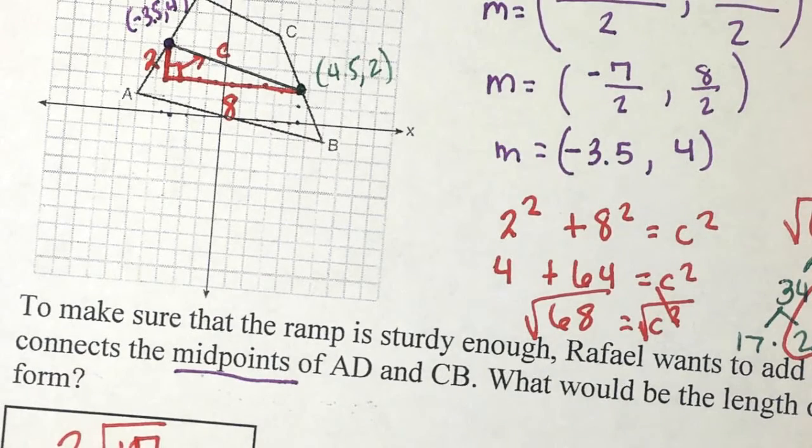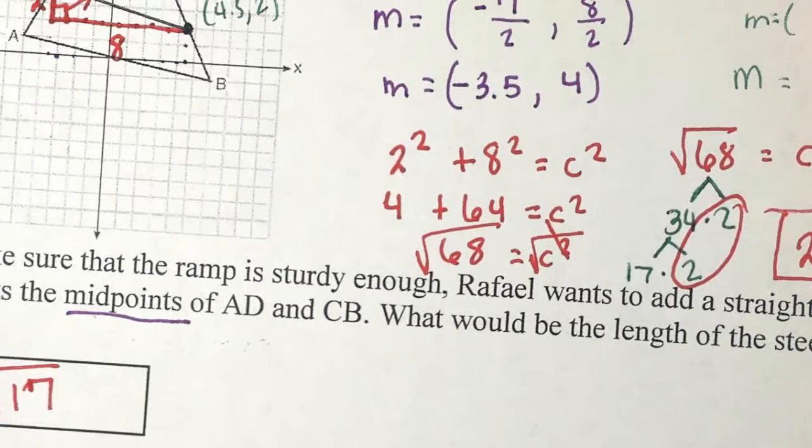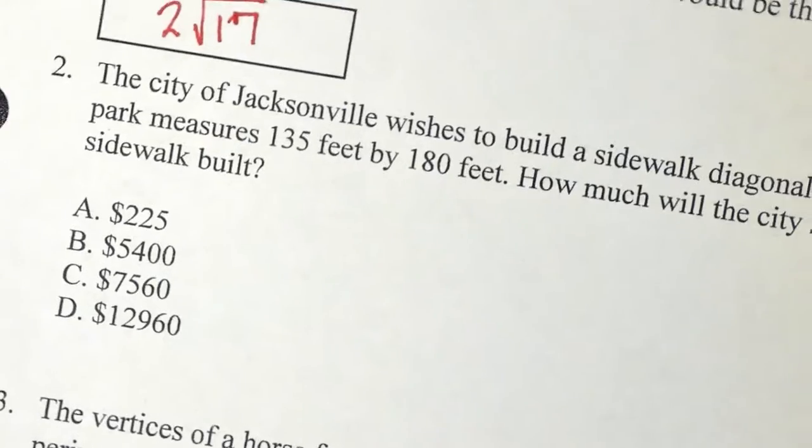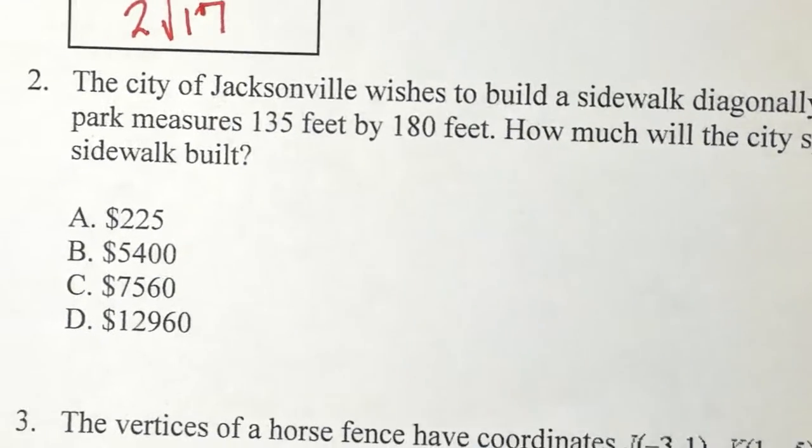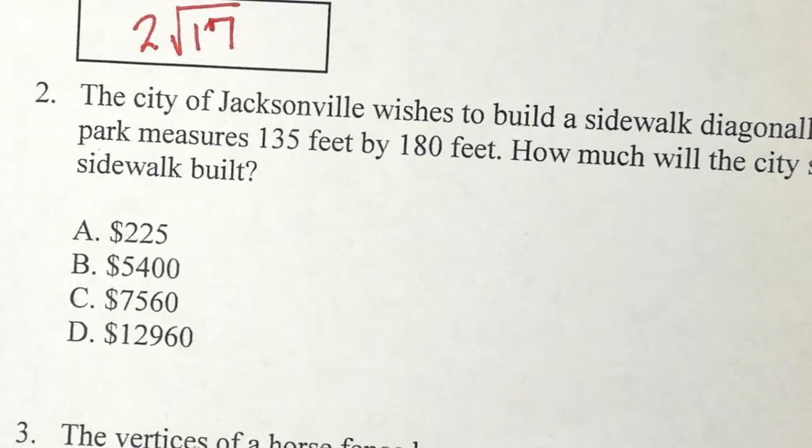Alright, number 2 on the front. Let's look at this one. This is the last one, like I said, I'll do with you. I'll probably help you with setup on number 3, but that's it. Number 2 says the city of Jacksonville wishes to build a sidewalk across a rectangular shaped park. The park has measures of 135 feet by 180. How much will the city spend if it costs $24 per foot to have a sidewalk built?